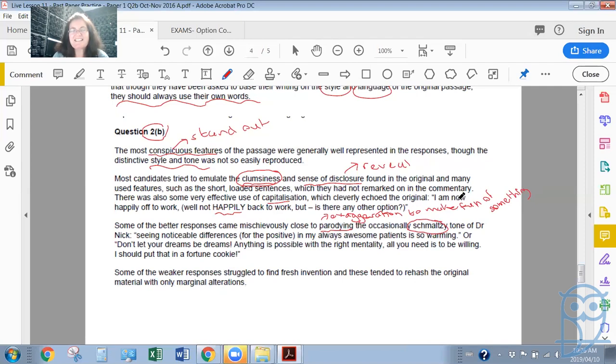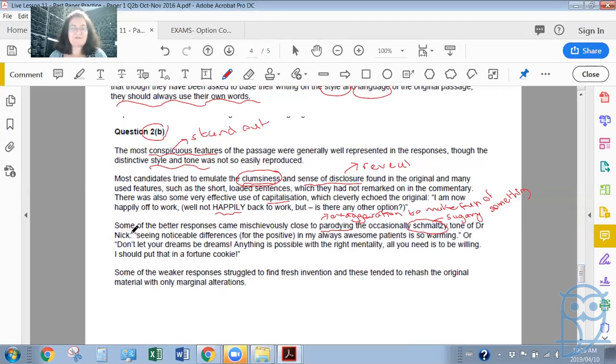A schmaltzy tone is like sugary or overly sweet or overly emotional, okay? So Disney can be schmaltzy, they lived happily ever after, it's all schmaltzy ideas. So the schmaltzy tone of Dr. Nick, and where is the schmaltzy tone coming through? See noticeable differences for the positive. In my always awesome patience is so warming, okay?